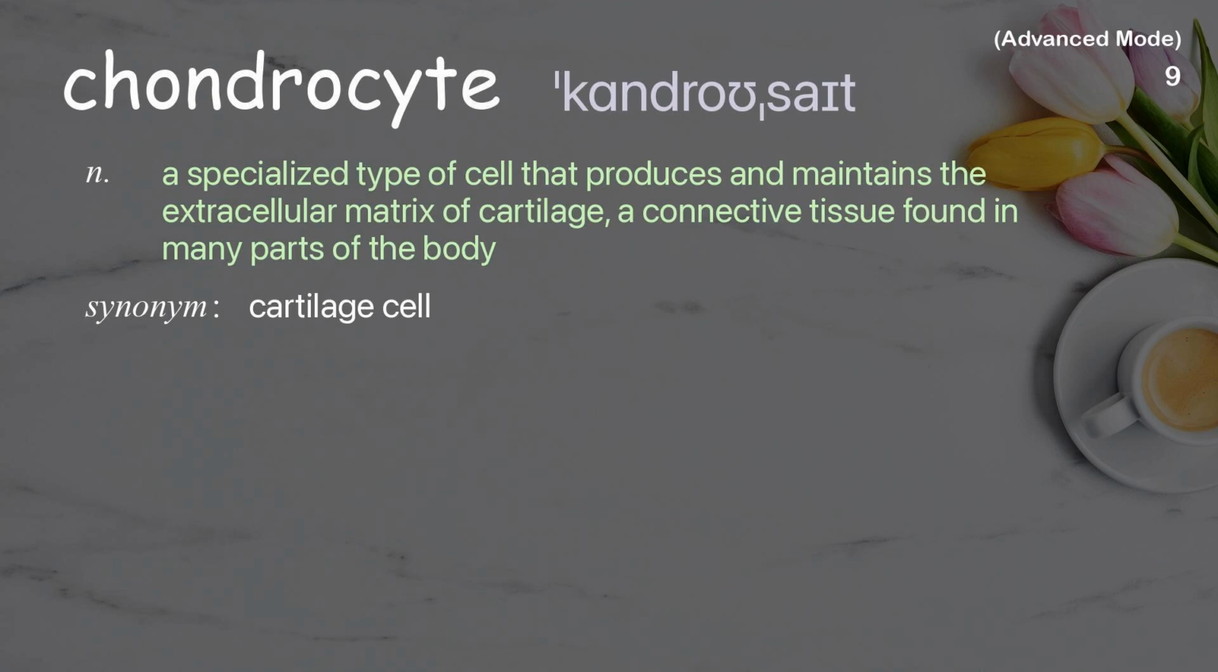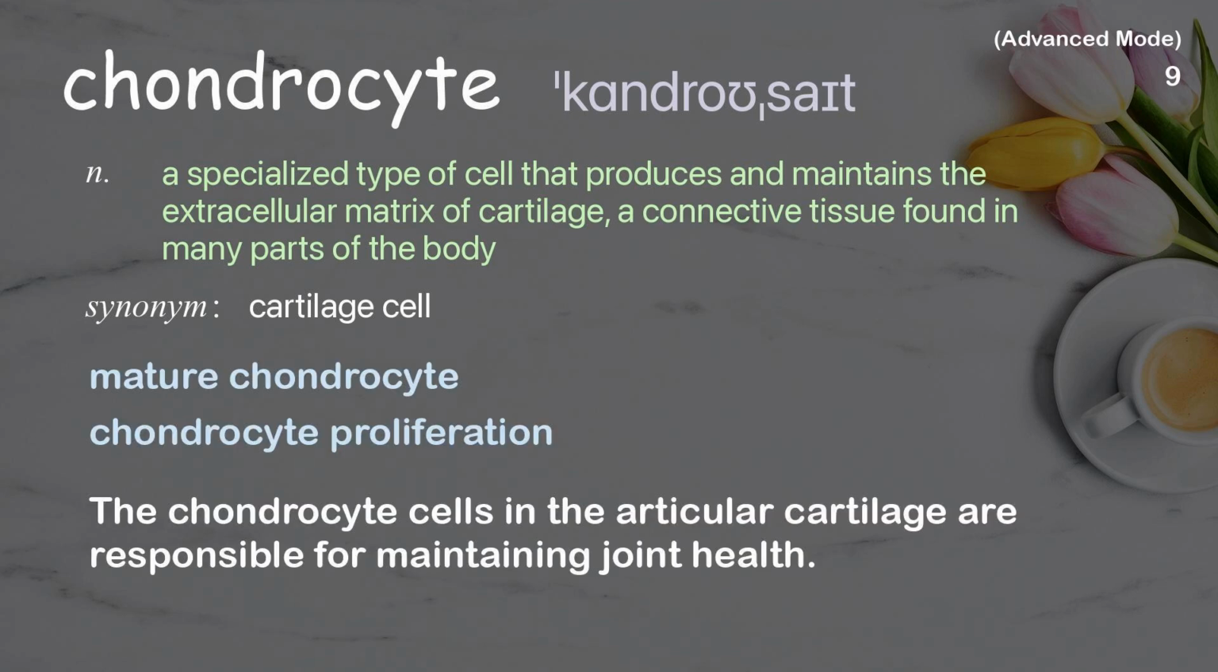Chondrocyte. A specialized type of cell that produces and maintains the extracellular matrix of cartilage, a connective tissue found in many parts of the body. Examples: Mature chondrocyte. Chondrocyte proliferation. The chondrocyte cells in the articular cartilage are responsible for maintaining joint health.